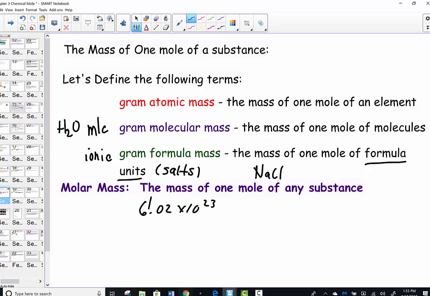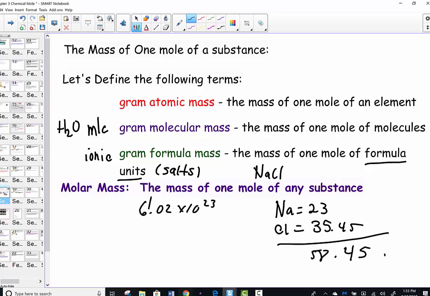Sodium, with its mass of 22.989, call it 23. Chlorine with a mass of 35.45. Add those together to find the mass of a whole mole of sodium chloride. With sodium's mass and chlorine's mass, I add those together, and now I know how much to weigh out to get 1 whole mole of sodium chloride.